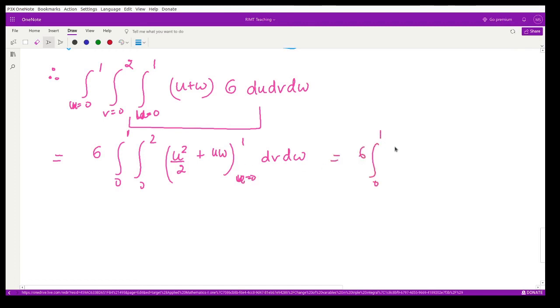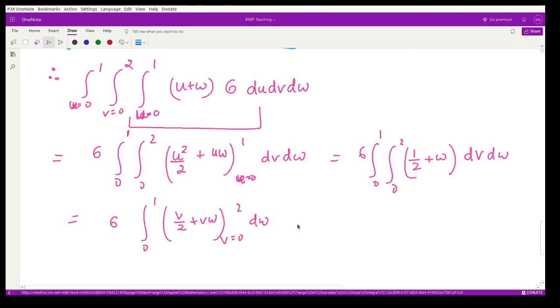So we have 6, integration 0 to 1, integration 0 to 2. Instead of u, we will write 1. When you substitute the limits, its value is this one. Then we have to perform the integration with respect to v, so that would be equal to 6 as such. Its integration would be v by 2 plus vw, and the limits of v are from 0 to 2. So this is equal to 6 integration 0 to 1 of 1 plus 2w, dw. Its integration simply is equal to 6 times w plus w square, and the limits are from 0 to 1. So we have the final answer as 12. This is how you shift your variable from Cartesian to some other coordinate system.